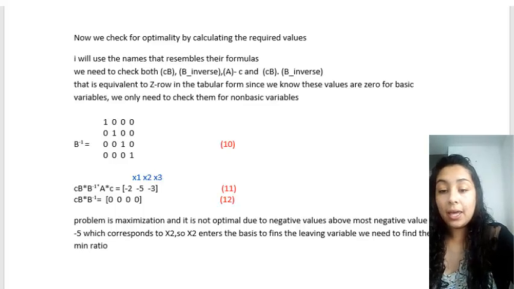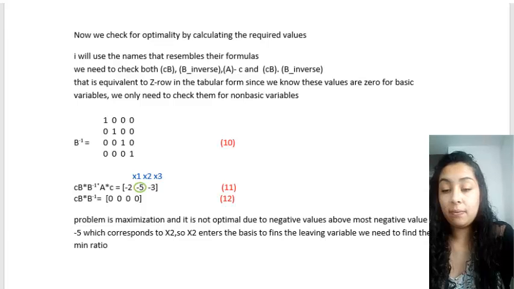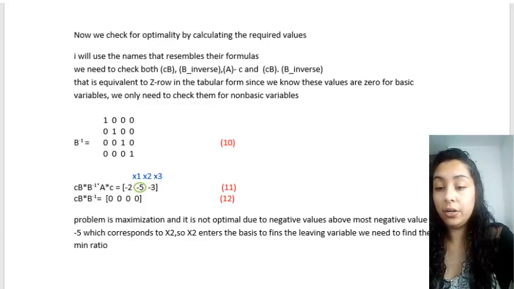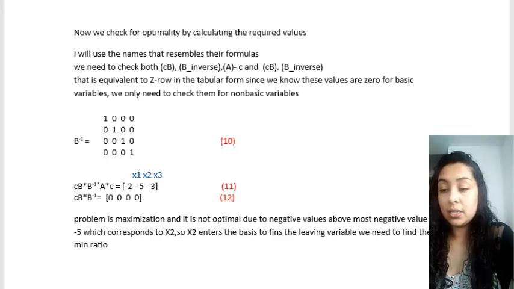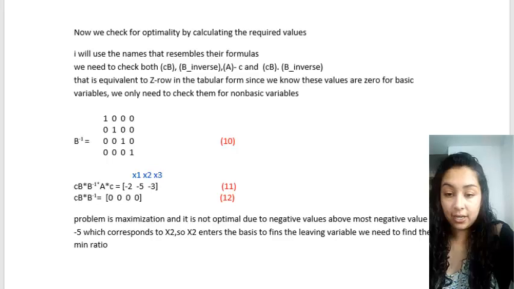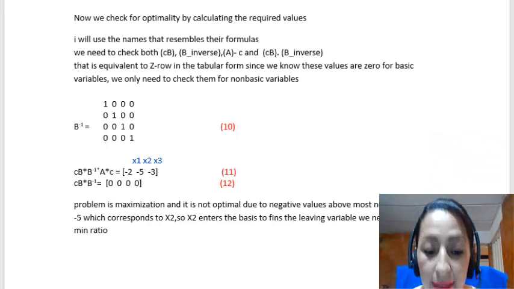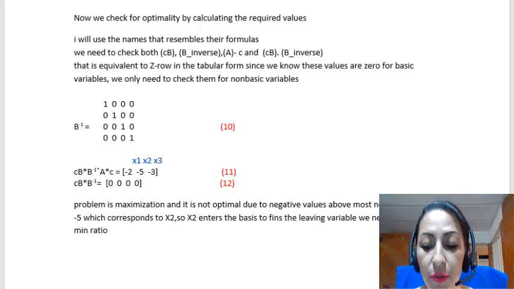The most negative value is here, which of course is related to the x1, x2, and x3 columns. This is x1, x2, and x3. This is x2, therefore x2 is going to be my entering variable.